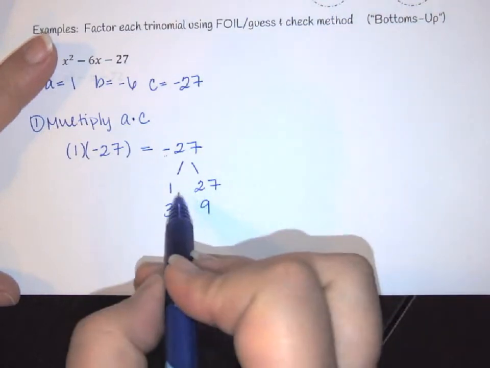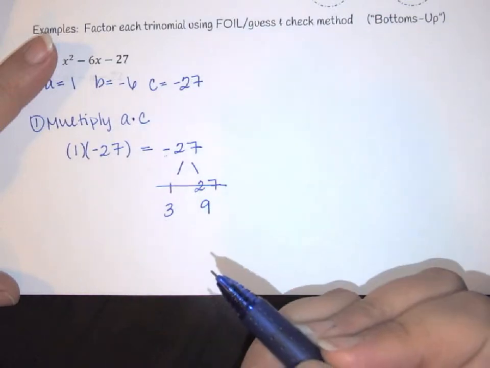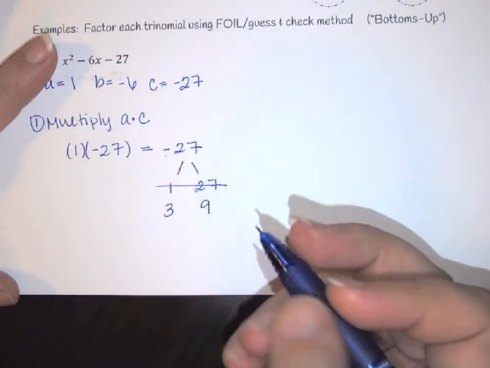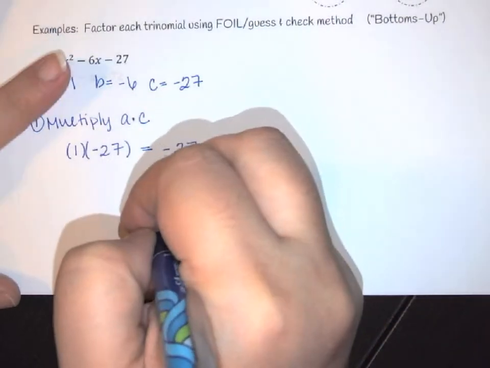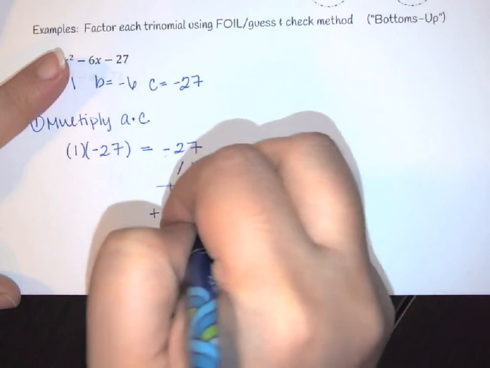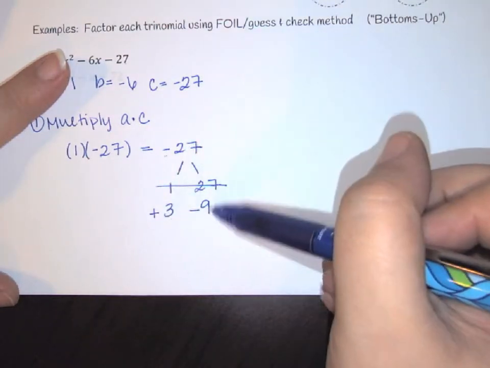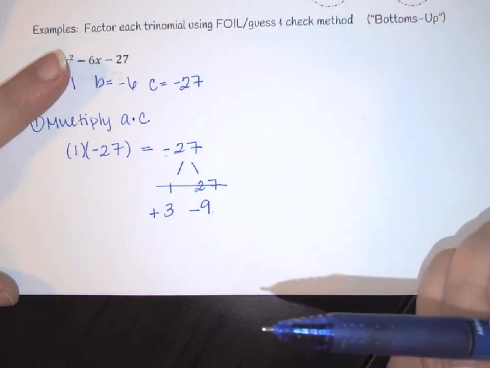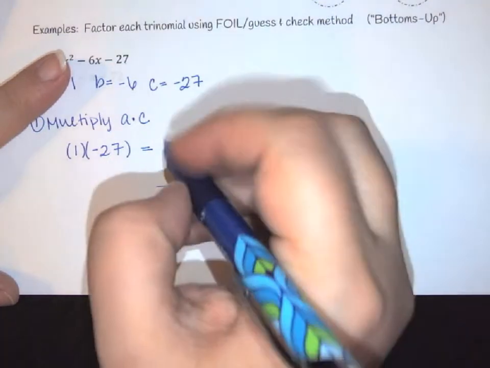So clearly, if you look, 1 and 27 won't work, but 9 and 3 will. And the way it's going to work to get a negative 6 tells me I have to have a positive 3 and a negative 9. Well, when I multiply 9 and 3 together, I get 27. As long as one of them is negative, I get my negative 27, which means everything is working.